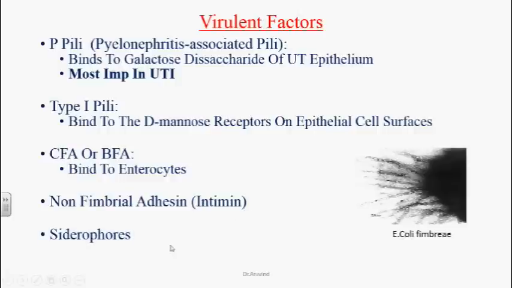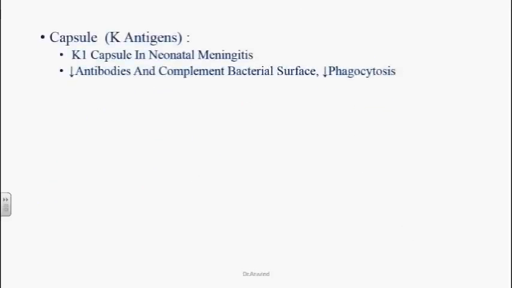And these organisms always have siderophores, which help in iron absorption. These organisms have K antigens, that is capsular antigens, especially the K1 capsule, which always plays a major role in causing neonatal meningitis. These capsules inhibit antibody and complement attachment to the bacterial surface, so that they decrease or inhibit phagocytosis.